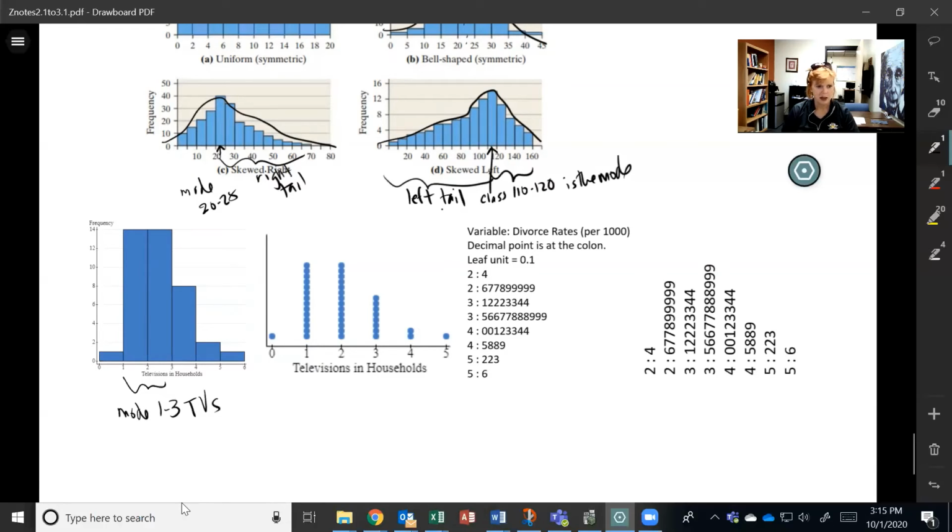And my left tail, I've got one class on my left. And I got 3 classes on my right. 3 bins or classes, 3 bars. So my right tail is longer. So this guy is right skewed.